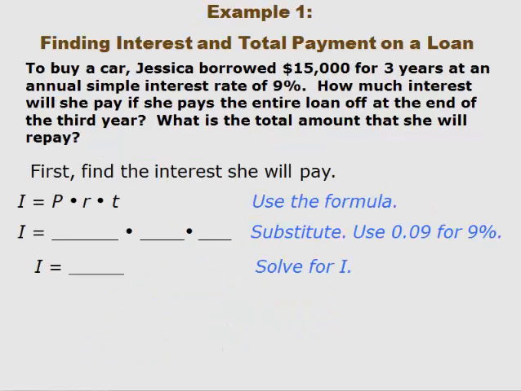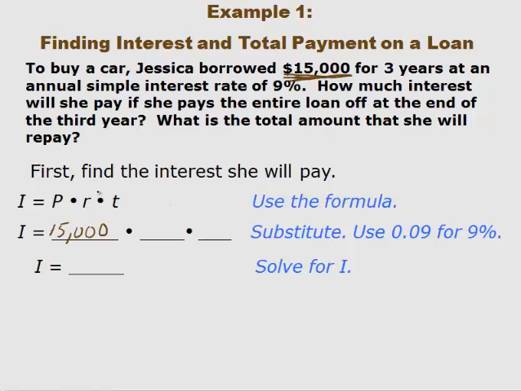Let's look at example 1. Jessica borrowed $15,000 to buy a car for 3 years at an annual simple interest rate of 9%. How much interest will she pay if she pays the entire loan off at the end of the 3rd year? Well, let's take a look. What was her principal? Principal was the $15,000. That's our principal.